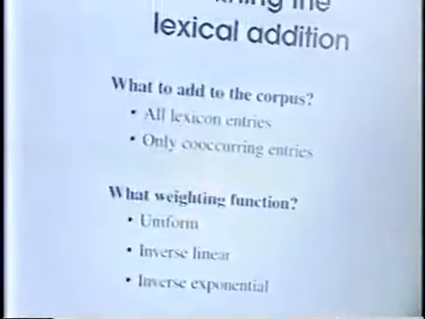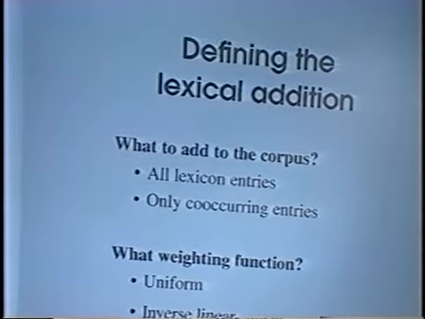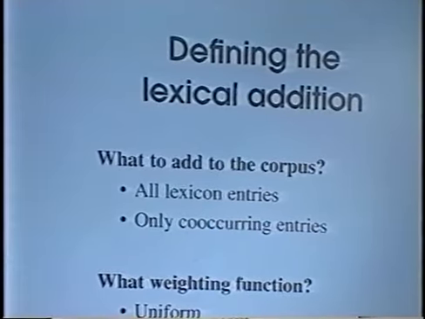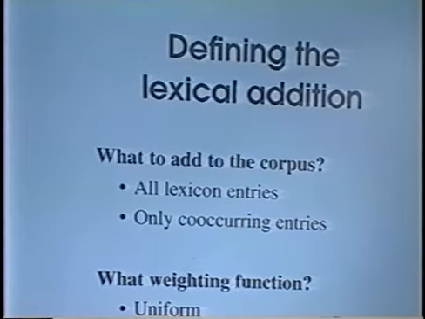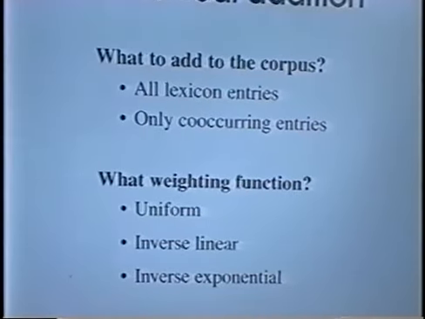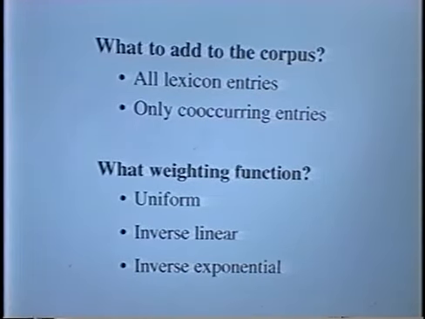Okay, so what can we put in the lexical addition? That is the question. We have a couple of different things that we can vary. One is what part of the lexicon to actually add to the training corpus. We can use all lexicon entries or only entries which actually co-occur in the training corpus. The second thing we can vary is the weighting function. And we tried a number of different ones.